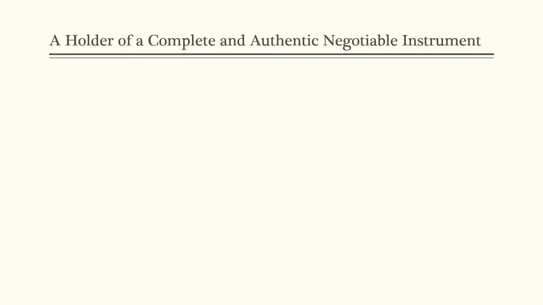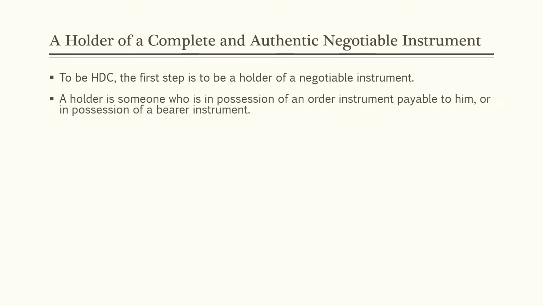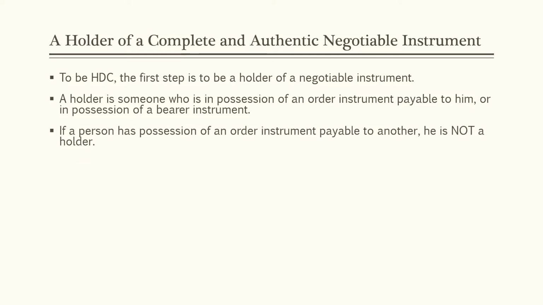We will begin with the first element of holder in due course status, a holder of a complete and authentic negotiable instrument. To be a holder in due course, the first step is to be a holder of a negotiable instrument. Remember, we've discussed what a negotiable instrument is in Chapter 17. A holder, a plain holder, is someone who is in possession of an order instrument payable to him or in possession of a bearer instrument. Remember, bearer paper is usually blank or paid to cash. If a person has possession of an order instrument payable to another person, he is not a holder. He is just a possessor.